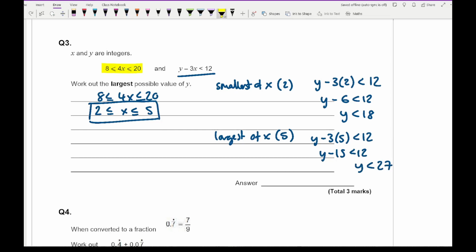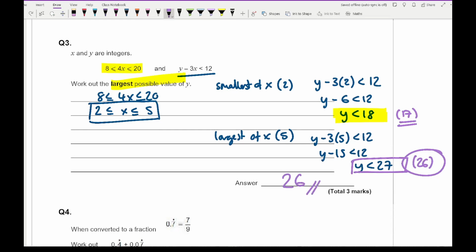Now we're looking for the largest possible value of y. So in this expression, y is going to be 17, using that if I use the smallest value of x. But if I use this, then the biggest value of y I can get is going to be 26. And this one is obviously larger than 17. So the answer is 26.